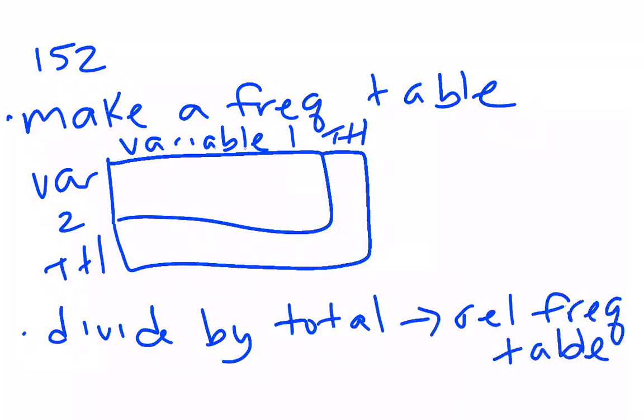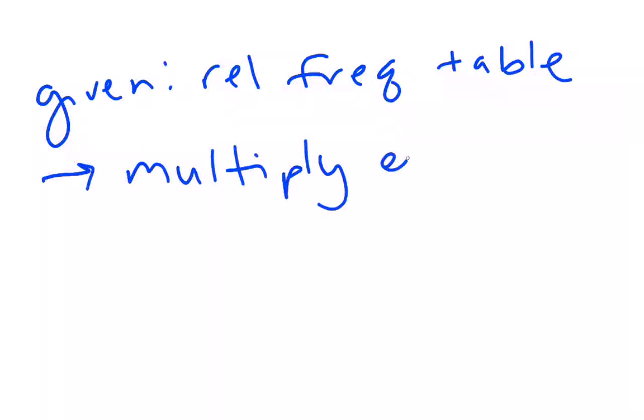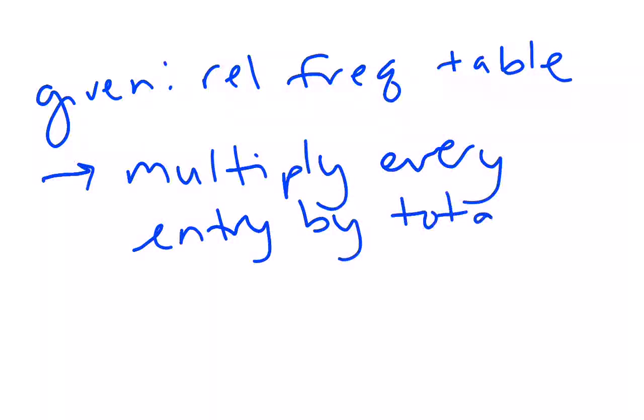What if I wanted to go backwards? What if I'm given the relative frequency table and I actually want to answer questions in terms of numbers? Then I need to multiply every entry by the total. So if I'm starting with the whole numbers, I need to divide. If I'm starting with the ones that are decimals, I need to multiply.